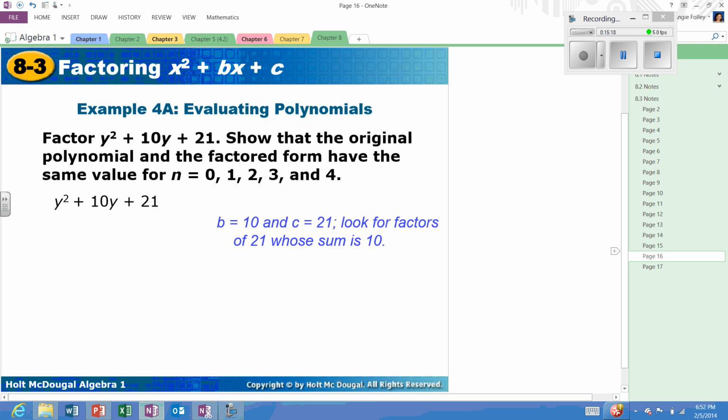So here's just a little example to show this. So we're going to factor this. So we know we need a y and a y. And we know that since this is positive, I need the same sign. And since this is positive, it's going to be two positives. So what multiplies together to give me 21 and adds together to give me 10? Well, that would be 7 and 3. So y plus 7 times y plus 3 is the same thing as y squared plus 10y plus 21.